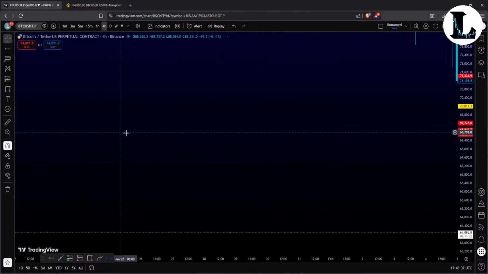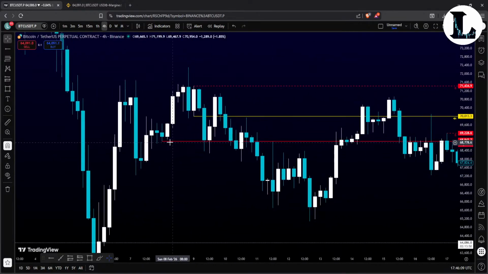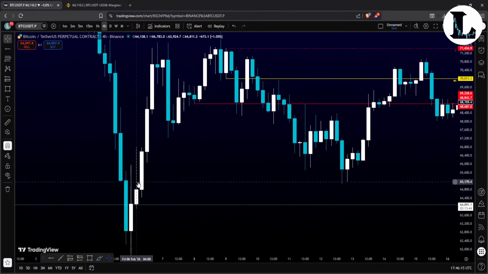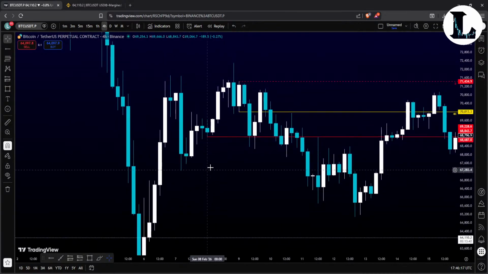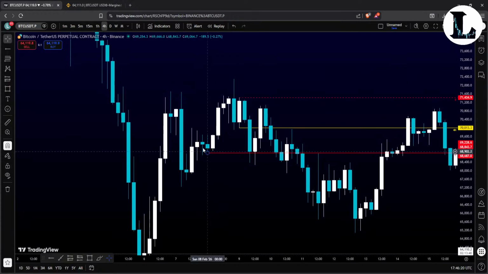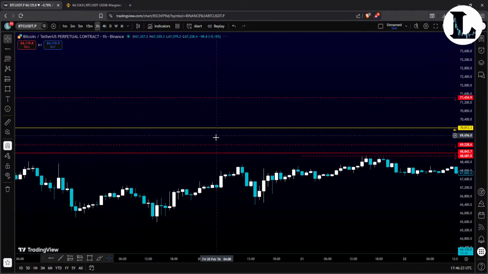Let me go to the 4, sorry. So on the 4, we cannot go down in time. We need to go up in time, okay? On the bottom is the opposition of that, okay? And we cannot go back in time to mark the 4 hour candle, okay? On a 1 hour is the same.